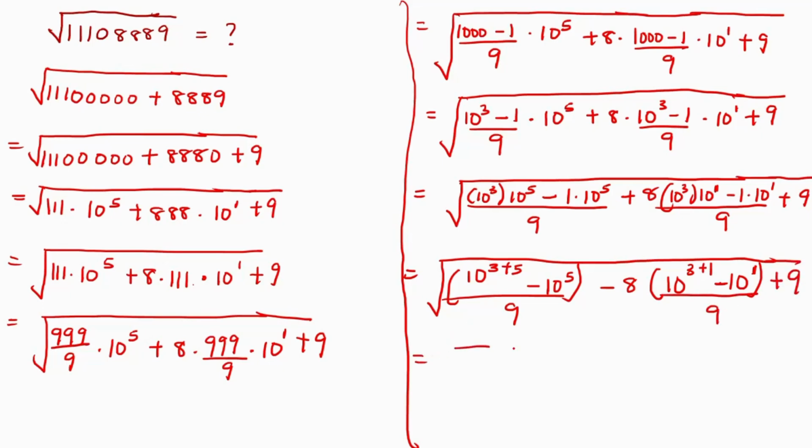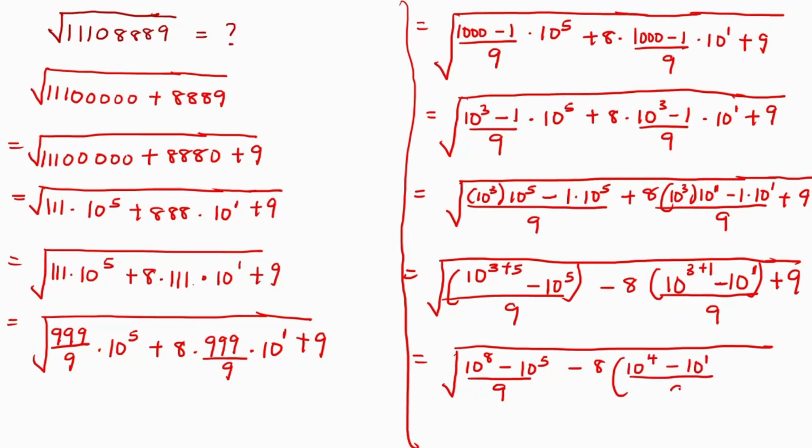All right, from this point, 3 plus 5 gives us 8. So we have 10 raised to the power of 8 minus 10 raised to the power of 5 over 9, plus 8 into 3 plus 1, which is 4, so 10 raised to the power of 4 minus 10 raised to the power of 1 over 9, plus 9. Let's continue from this point.